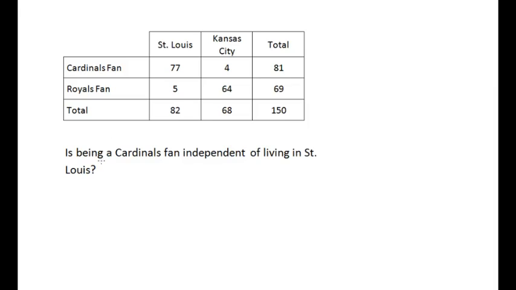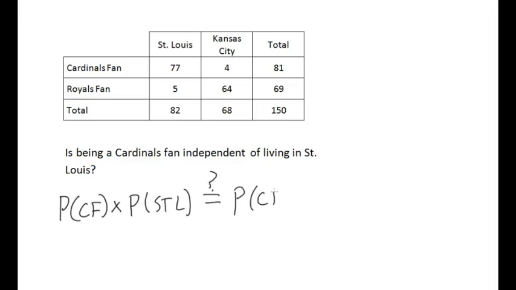So to do this, what we're going to do is multiply the probability of being a Cardinals fan times the probability of living in St. Louis and see if that equals the probability of being a Cardinals fan and living in St. Louis. And so this is the definition of whether events are independent. If two events are independent, we can multiply them together to get the intersection. If they're not independent, we can't do this.